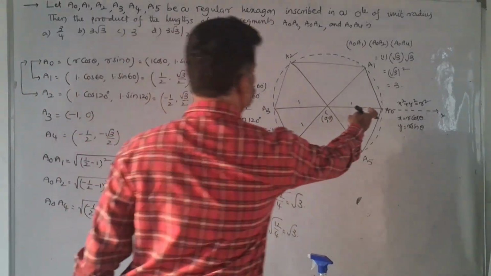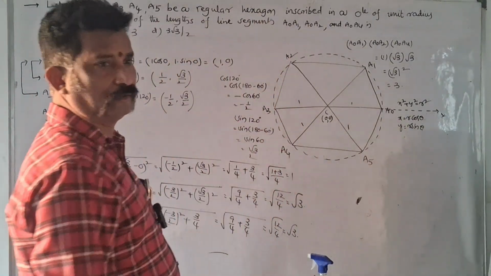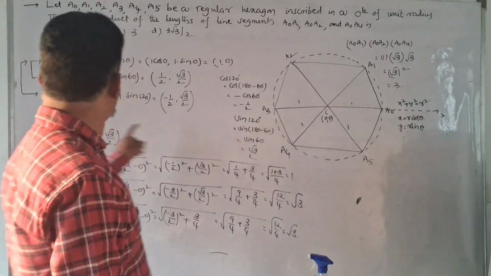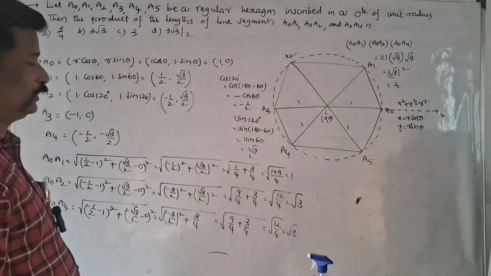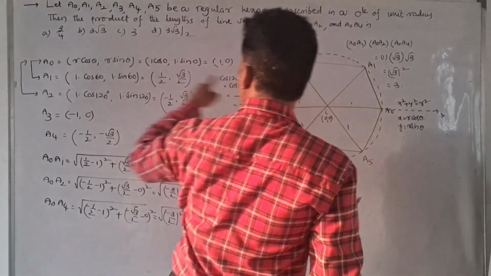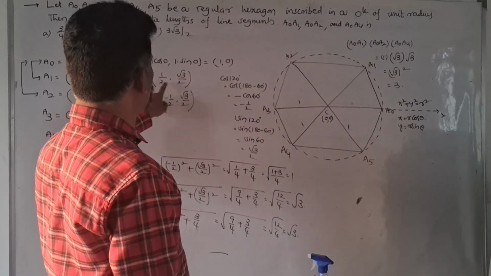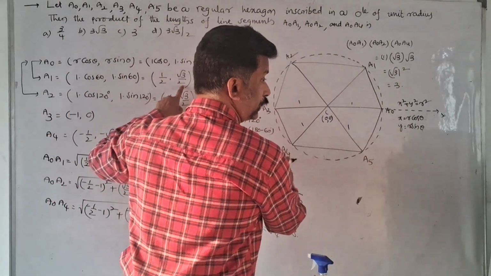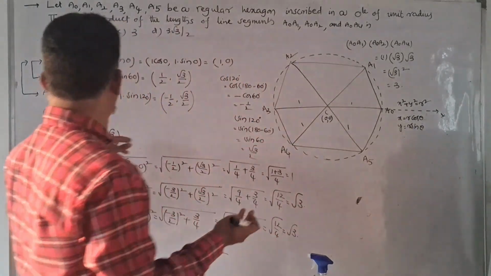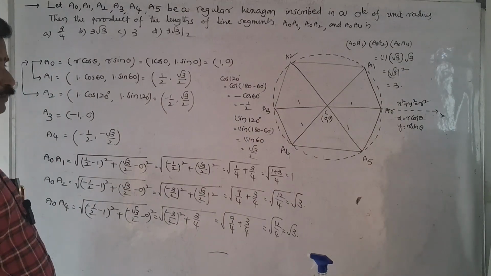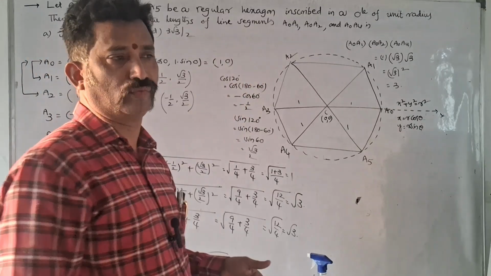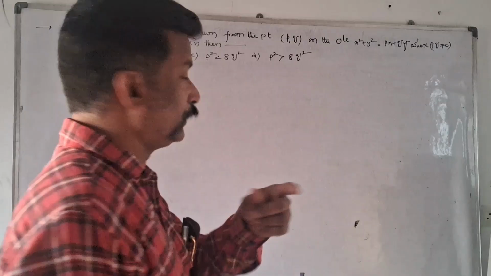a3 is quite opposite. This one is 180. Cos 180 is minus 1, sin 180 is 0. So this one is (minus 1, 0). Then a4: this one is a1, which is (1 by 2, root 3 by 2). But this a4 belongs to which quadrant? Third quadrant, where x is negative and y is negative. Simply quite opposite: (minus 1 by 2, minus root 3 by 2). Now find the distances a0a1, a0a2, a0a4. We get the required answer.